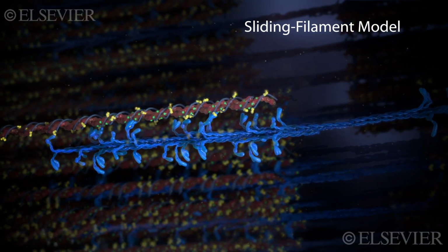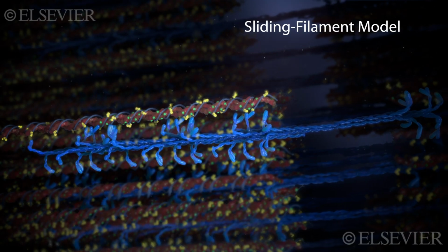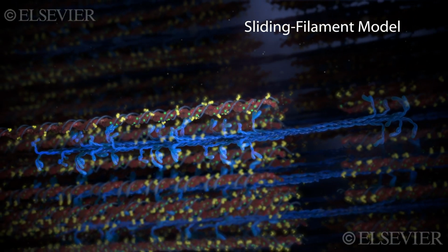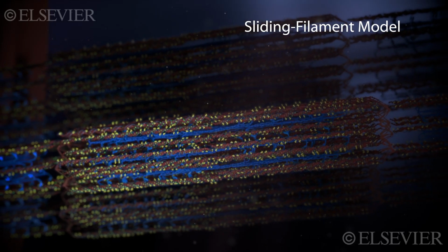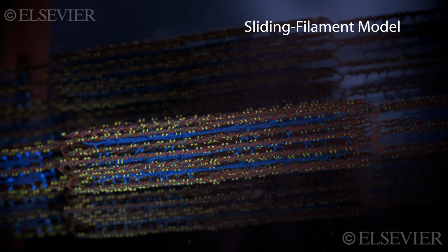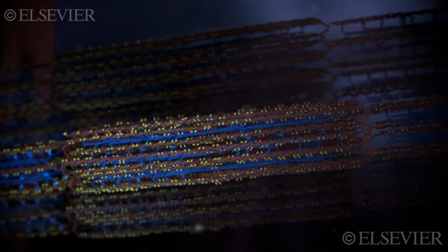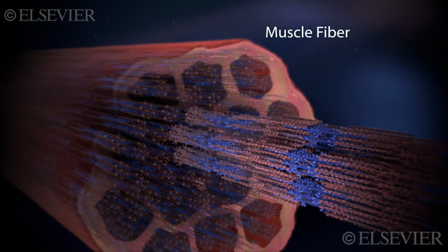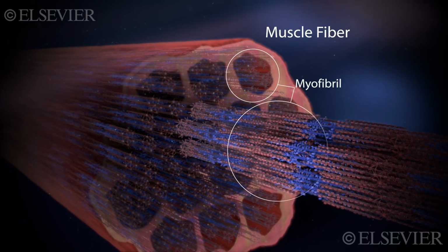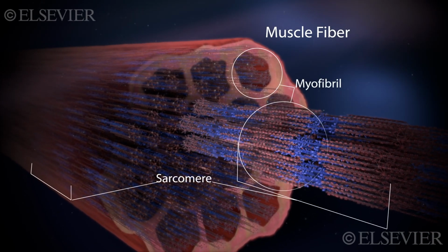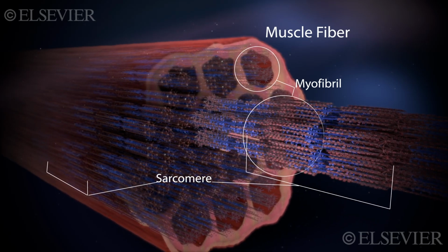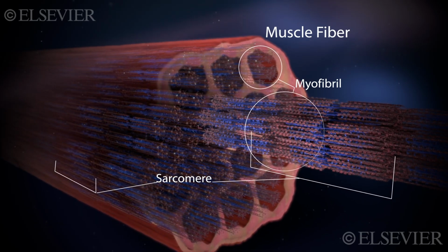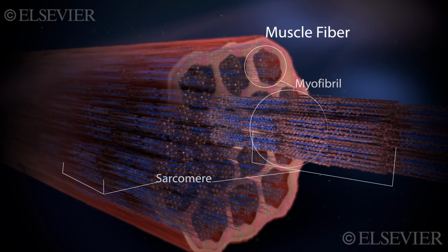Each myosin head then detaches and, using energy from ATP, attaches at the next binding site on the actin. This pulls the actin toward the center of the sarcomere. This process continues, with the thin filament sliding over the thick filament. The thin filament sliding toward the center of each sarcomere quickly shortens the entire myofibril and thus the entire muscle fiber.